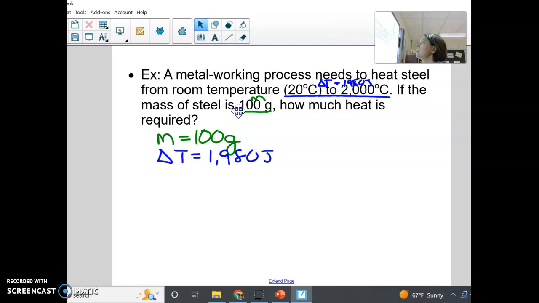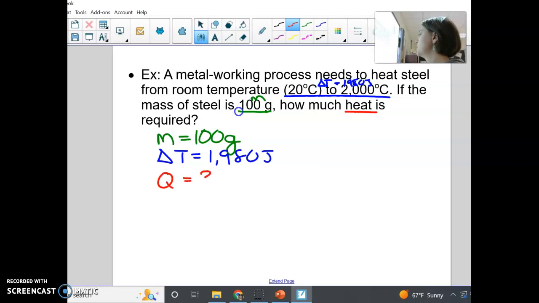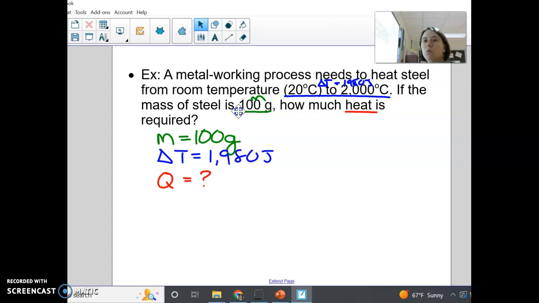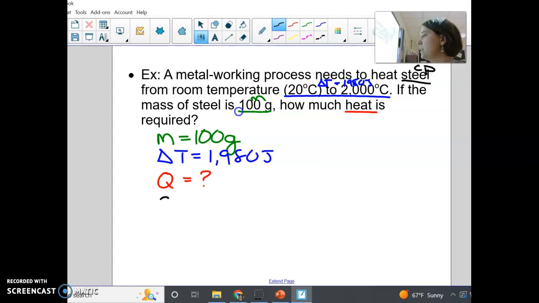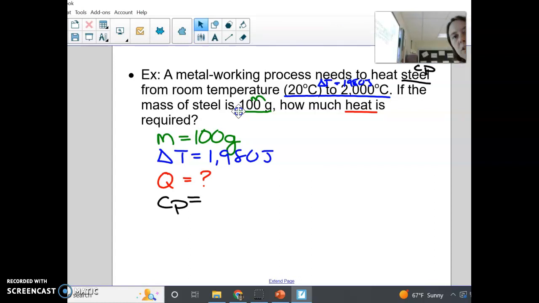Okay, and then what are we looking for? We're looking for how much heat, which is Q, and that is our variable. But wait a minute, we still have Cp to go into the equation. We have two variables, we can't do it? Give up and go home? No! All we need to know is the specific heat, which we know is always the same, and we know that we have steel, so we just need to figure out the specific heat of steel, which is found in your book.